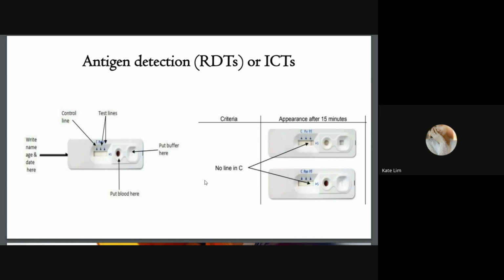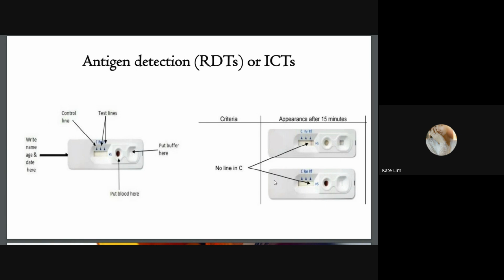Okay? So, this is an example of an invalid test, this picture. So, why invalid? The test is invalid because there's no line in C. Even if there's a line in PF right here, and if there's no line in C, meaning the test is invalid, you need to repeat it with a new kit. The same here. Even if there's a line in PF but there's no line in C, meaning your kit is invalid or your test is invalid, you need to repeat it with another test.